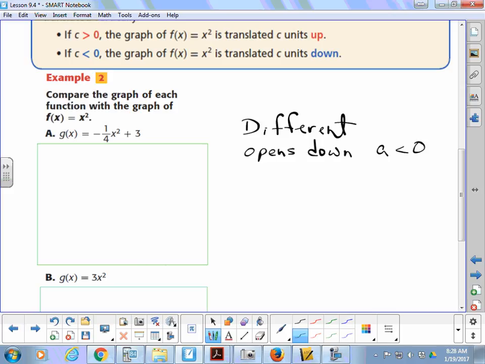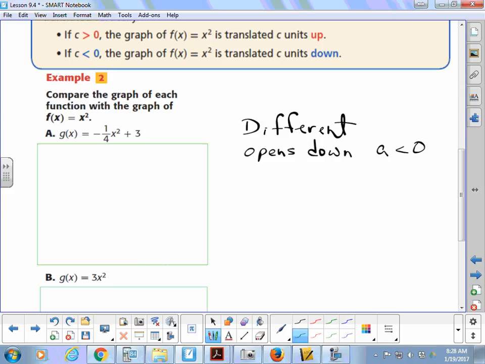Right? So what does the 1/4 do? Zach, what's the 1/4 do? Okay, because this is a value of a, right? Because the value of a is negative 1/4, right? So what do we say about this value of a, because this would be less than 1, right? Okay, so what does that do to the graph?